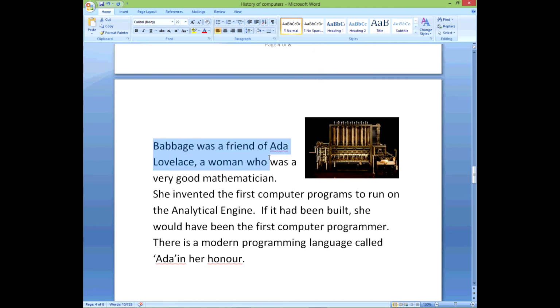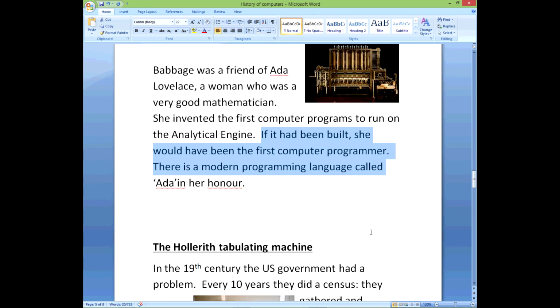Babbage was a friend of Ada Lovelace, a woman who was a very good mathematician. She invented the first computer programs to run on the analytical machine. If it had been built, she would have been the first computer programmer. There is a modern programming language called Ada in her honor.